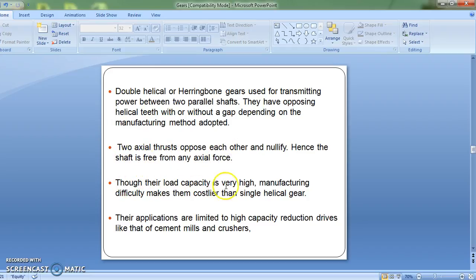Though their load capacity is very high, manufacturing difficulties make them costlier than single helical gears. Their applications are limited to high capacity reduction drives like those of cement mills and crushers.